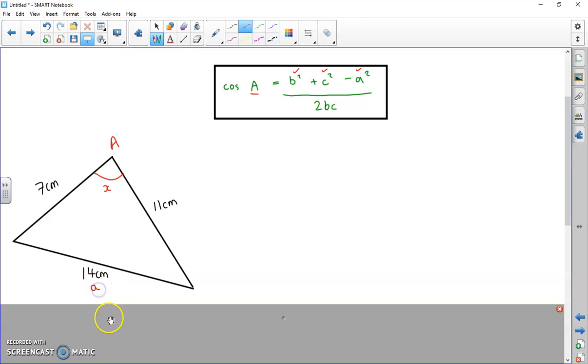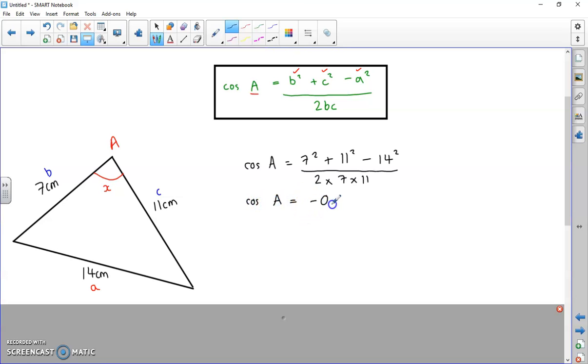So that becomes little a. But again, b squared and c squared don't matter, so I'll put them that way round. And then what we get is that cos A equals 7 squared plus 11 squared, b and c, take away 14 squared. You've got to get these the right way round, otherwise it won't work on the calculator. All divided by 2 times 7 times 11. And remember, that's cos A equals, and it actually comes out as minus, but don't panic about that, that's fine, minus 0.16.